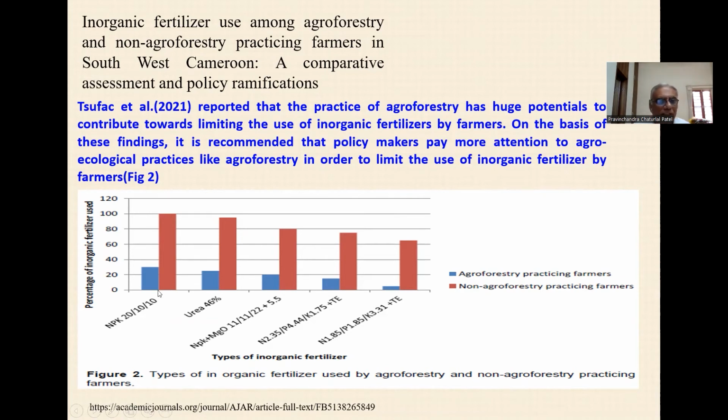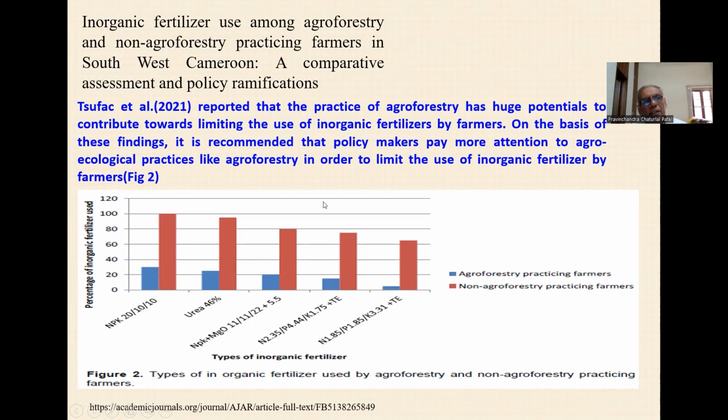So here you can see agroforestry practicing farmers and non-agroforestry practicing farmers. Red color indicates the non-agroforestry practices. So NPK requirement is lesser in agroforestry. Similarly, urea requirement is lesser. Then NPK plus magnesium oxide is also required in lesser amounts.